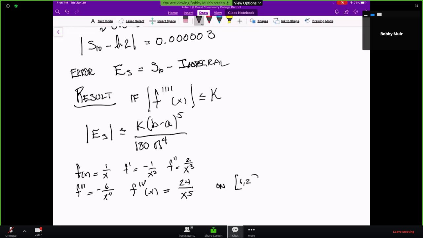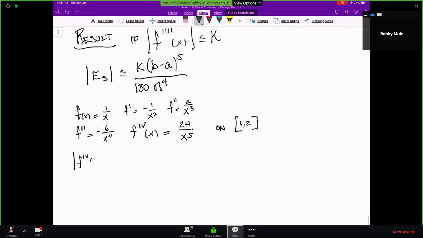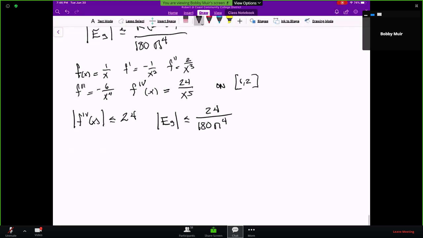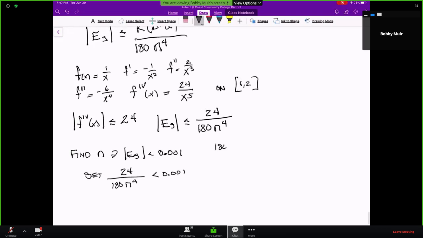And on the interval 1 to 2, the biggest that this thing can possibly be is going to be 24. So that means that the error due to Simpson's rule is going to be less than or equal to 24 over 180 n to the fourth. Okay, so let's see. Find n such that ES is less than, what did I have before? 2 decimal places of accuracy. So you just set 24 over 180 n to the fourth to be less than .001. So that means that 180 n to the fourth over 24 has to be bigger than 1,000.